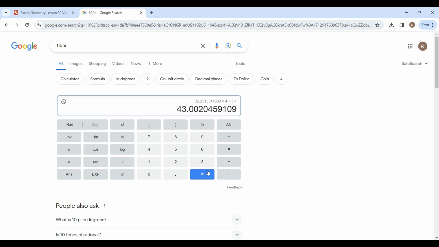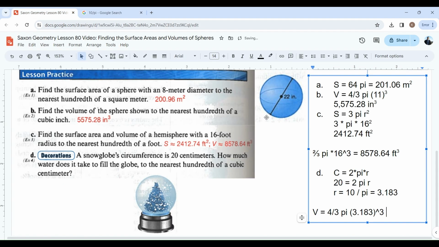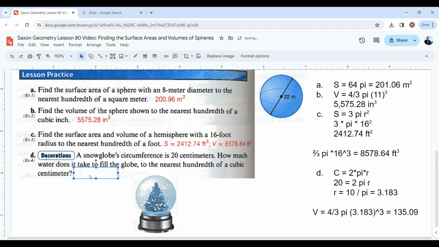4/3 times pi. There we go. After that fancy calculator work, we have 135.09, and that's going to be in cubic centimeters. Let's see if we did that right.